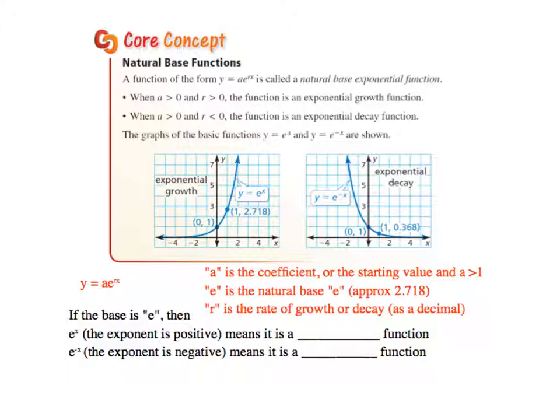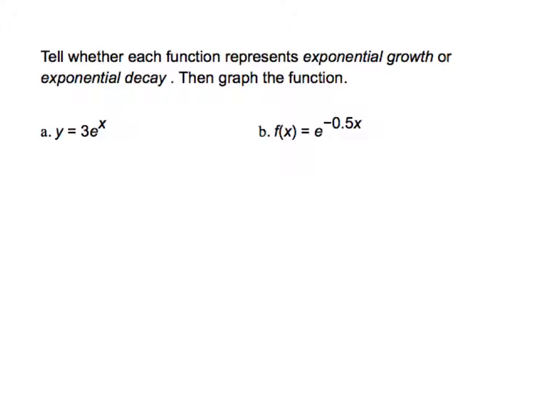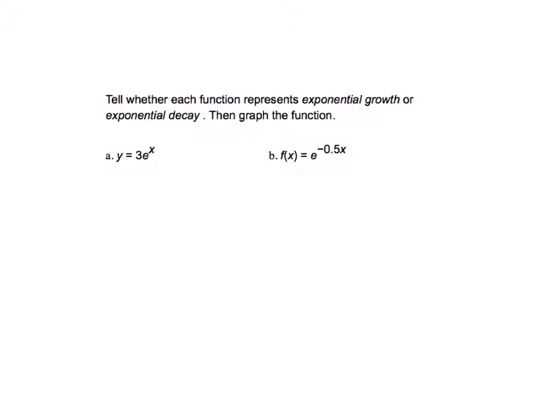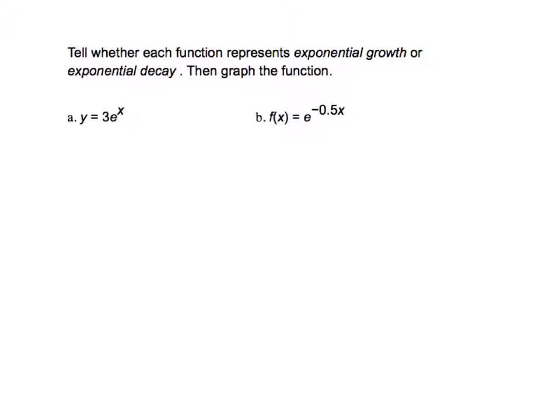If the exponent is positive, it means it is exponential growth. And if the exponent is negative, it means that it is decay. So what it's asking here is tell whether the function is exponential growth or exponential decay, and then graph it. You will have access to Desmos or a graphing calculator, so you can always use that to graph it.